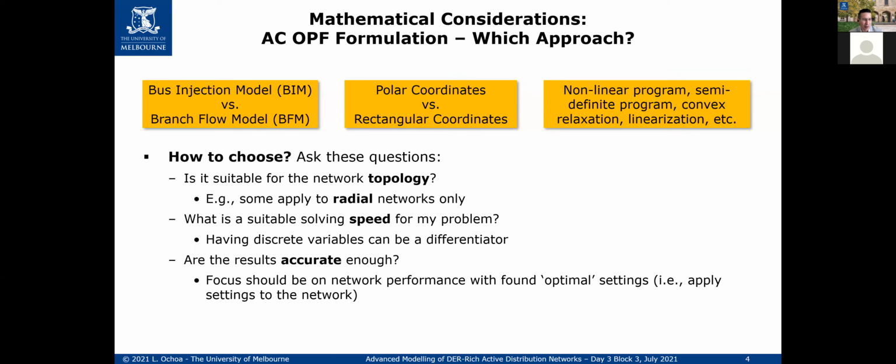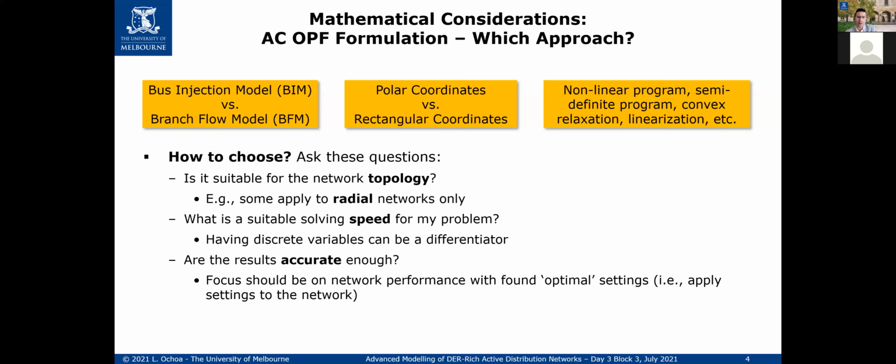That's it. So from a modeling perspective, you can have the bus injection model, or you can have the branch flow model. The branch flow model is what you were actually using a lot with Stephen, for instance. How do you model certain aspects? You can use polar coordinates or rectangular coordinates. When you look at rectangular coordinates, we're talking about P plus jQ, all right? But you can use angles as well, with polar coordinates. So how do you want to do it?